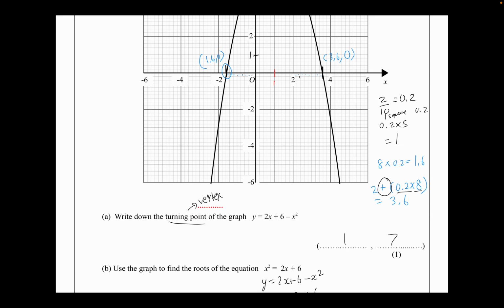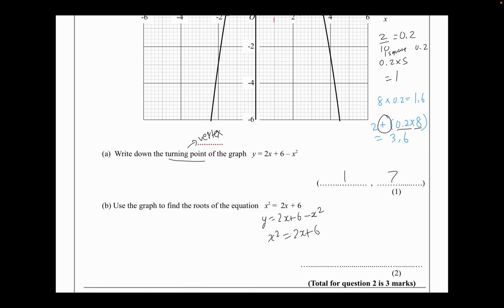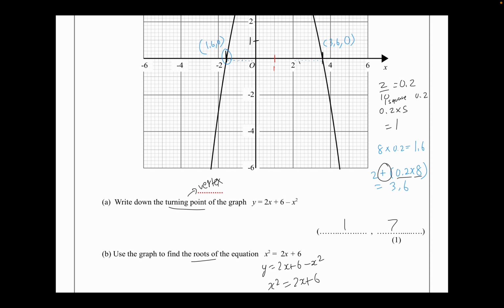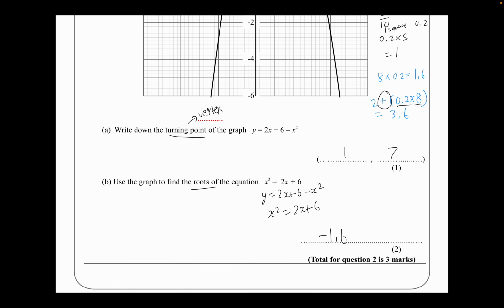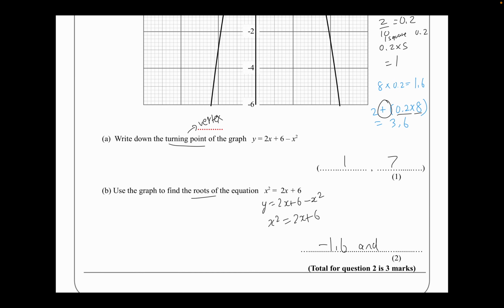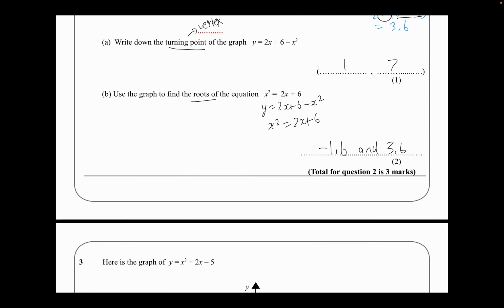This is very important, very easy actually, if you know how to do the coordinates thing. You can solve it by any method you like. This is just one of the methods I use to find the coordinates. So it's going to be negative 1.6. Remember, they asked you to find the roots, not the coordinates, so only the x values in this case. Negative 1.6 and 3.6. This is going to be your answer.